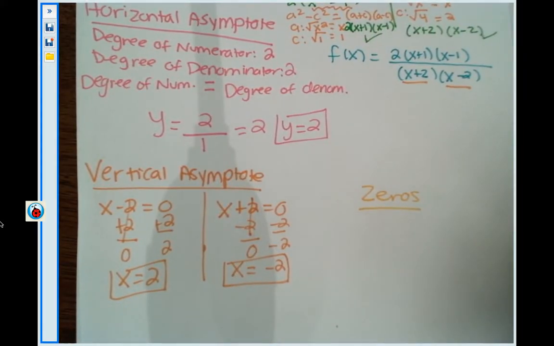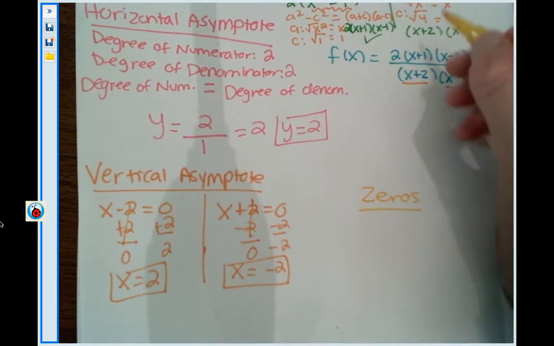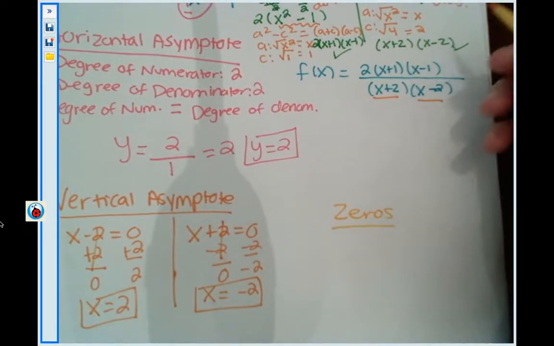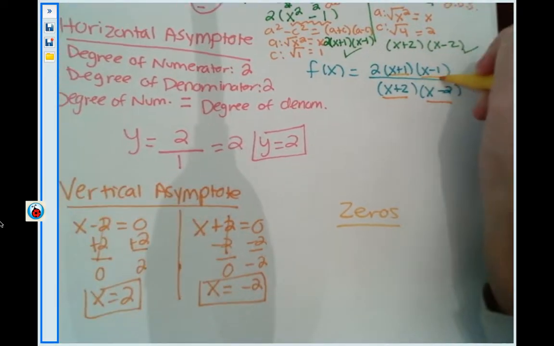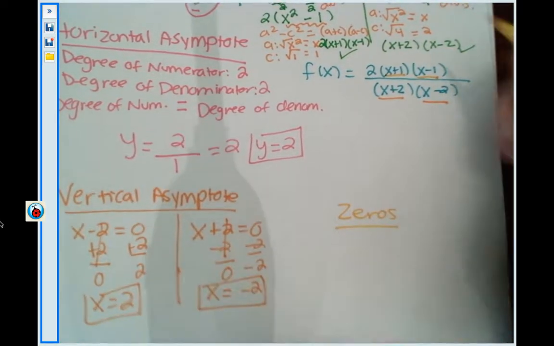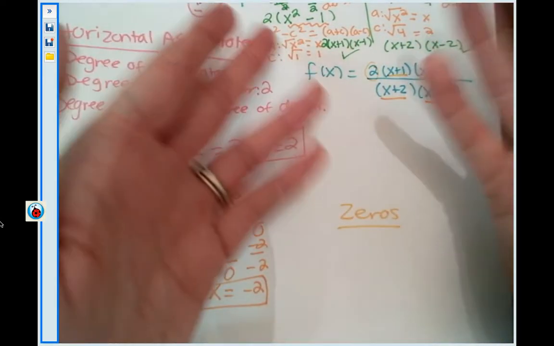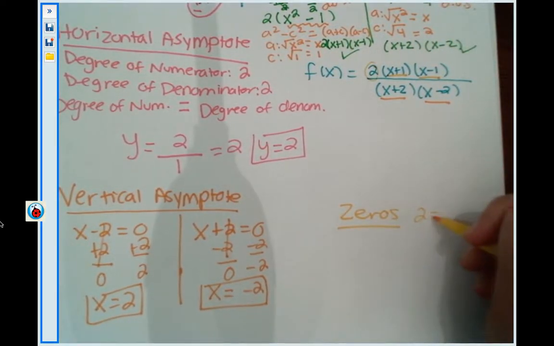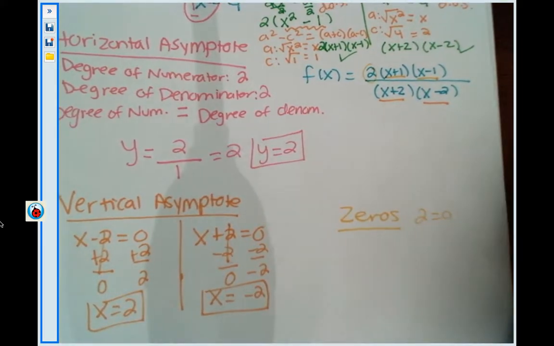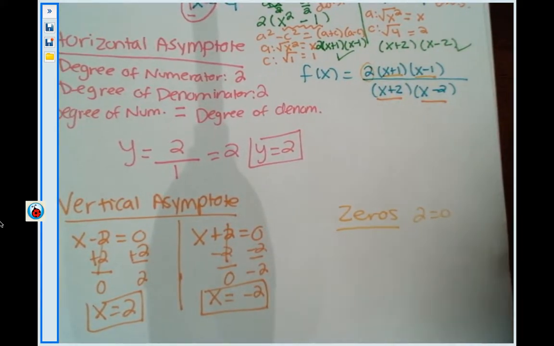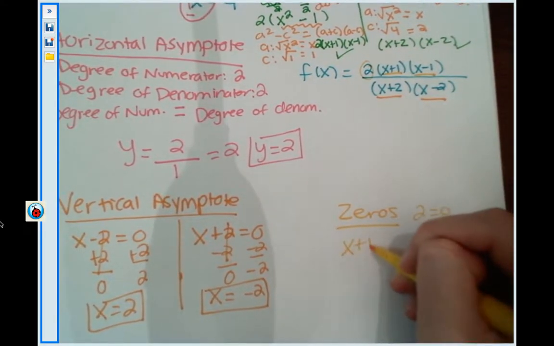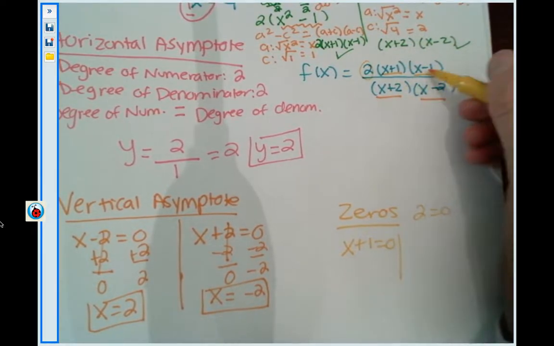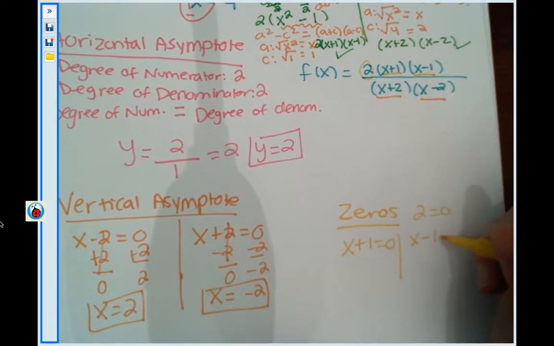Alright, and then the zeros will tell us where the graph will hit the x-axis. And we set every single factor in the numerator, which are the things that contain x's in them, you guys. This 2 will never equal 0. If I set 2 equal to 0, that doesn't work. Okay, so we're just going to ignore the 2 for now. So I'm going to set x plus 1 equal to 0, and I'm going to set x minus 1 equal to 0. And after that, we'll be done, you guys.